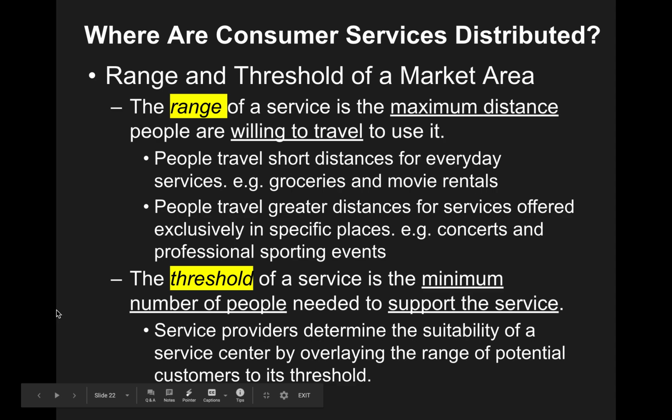All right, again, range is what I just showed on that last slide, that distance a patron or consumer is willing to travel. Keep in mind, people travel shorter distances for everyday services like groceries or movie rentals. They're known as non-basic services. People travel further for basic services, such as concerts or professional sporting events, or other specialized consumer services. People oftentimes won't think of distance in terms of time, but rather in terms of a linear measure, such as miles or kilometers.